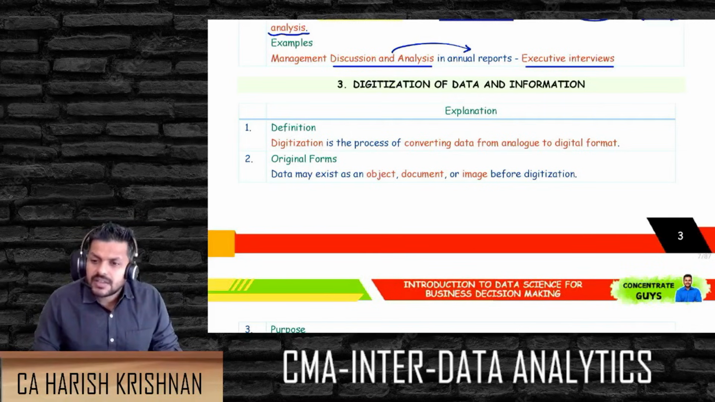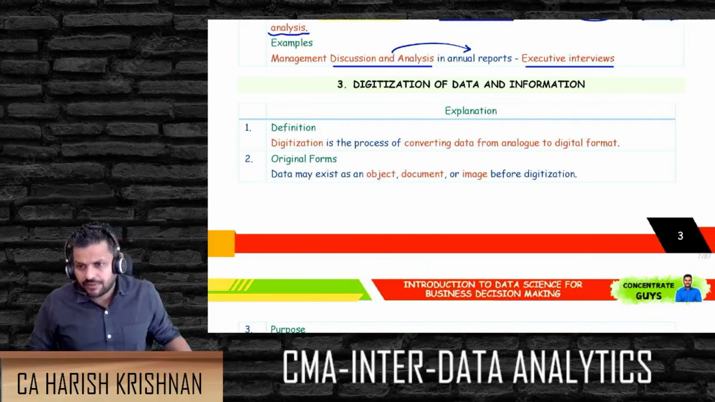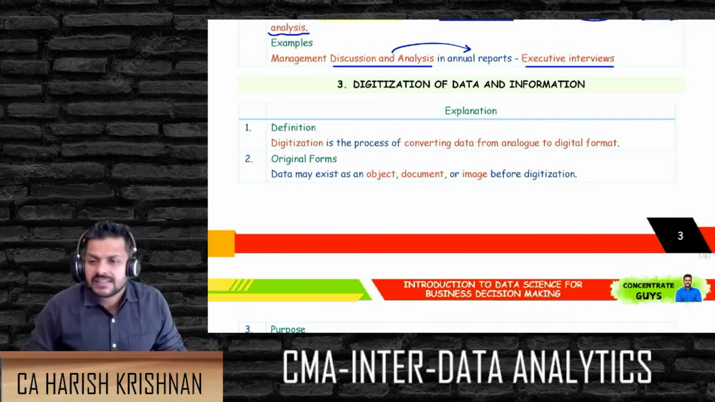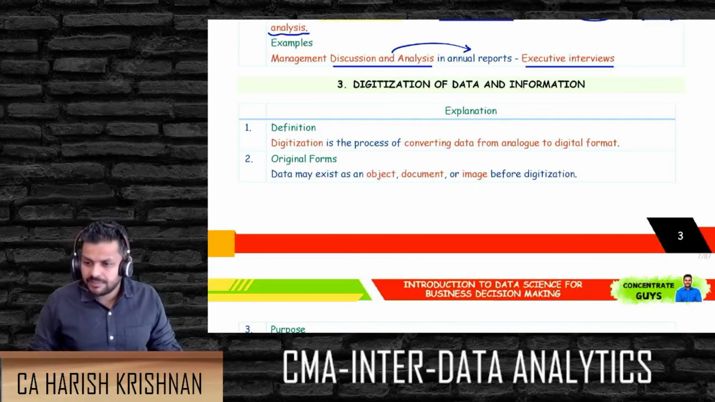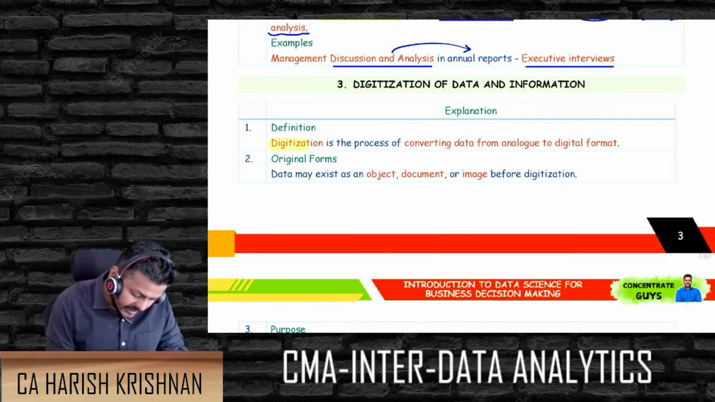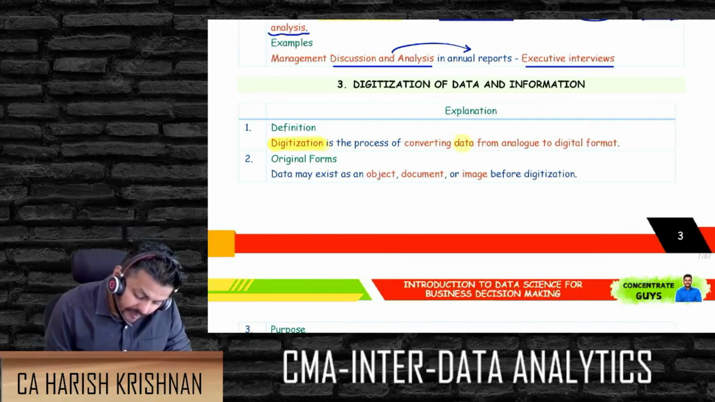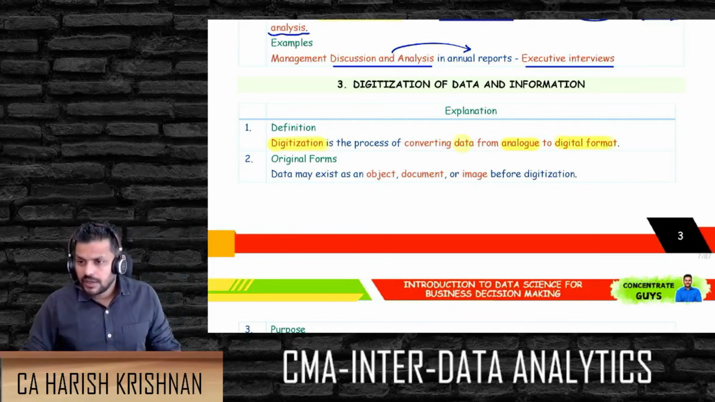So this physical data that we have or carry is called analog data. Data which is in the form of media files is called digital data. This process of converting analog to digital data is called digitization. It is as simple as that to start with. I hope you understood this piece, right? Digitization is the process of converting data from analog to digital format.